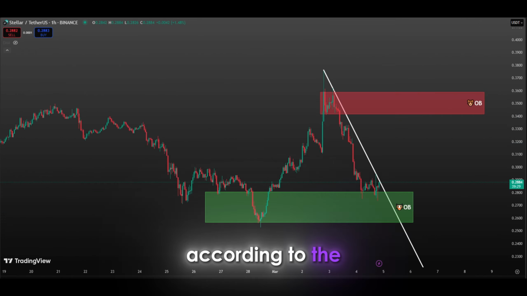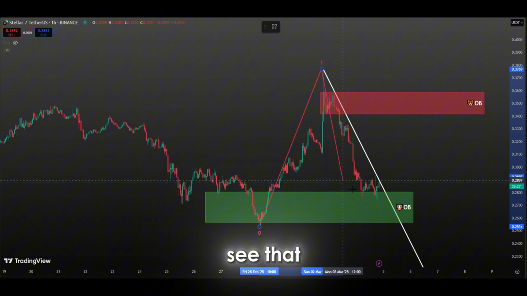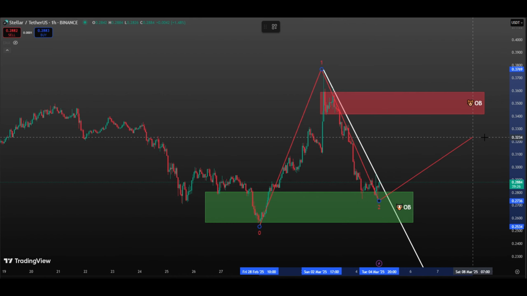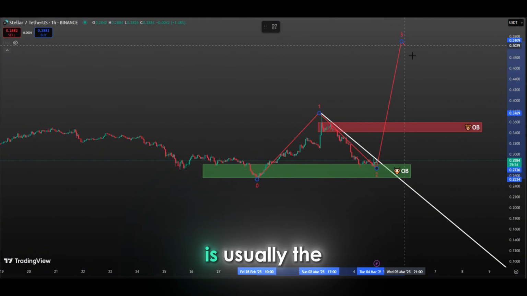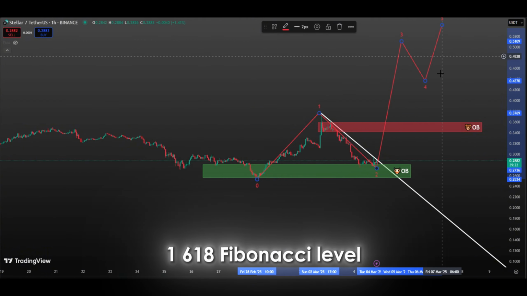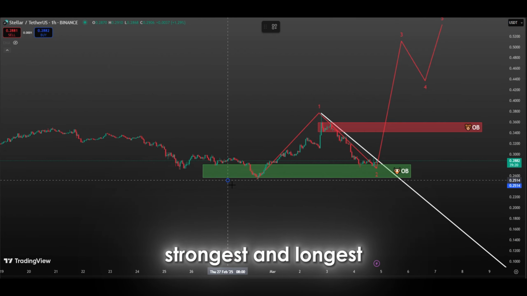According to the Elliott wave theory, price movements move in waves, and we can see that the first and second waves have been completed. The third wave is currently in progress, and the minimum target of the third wave is usually the 618 Fibonacci level. According to Elliott theory, the third wave is usually the strongest and longest.